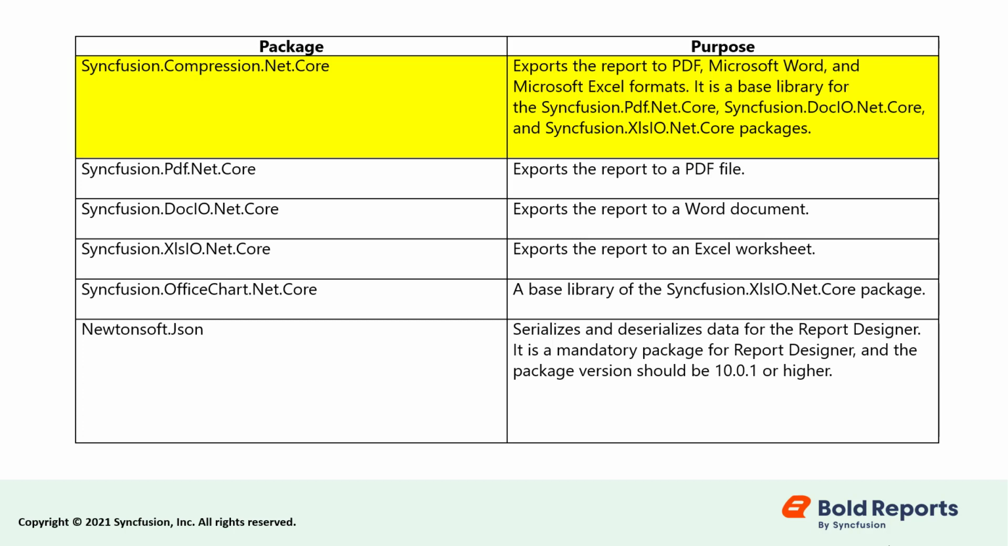The Syncfusion.Compression.NET.Core package is a base library for the Syncfusion PDF, DocIO, and XlsIO packages. The Syncfusion.Pdf.NET.Core package is used for exporting RDL or RDLC reports in PDF format. The Syncfusion.DocIO.NET.Core package is used for exporting RDL or RDLC reports in Word format. The Syncfusion.XlsIO.NET.Core package is used for exporting RDL or RDLC reports in Excel format.